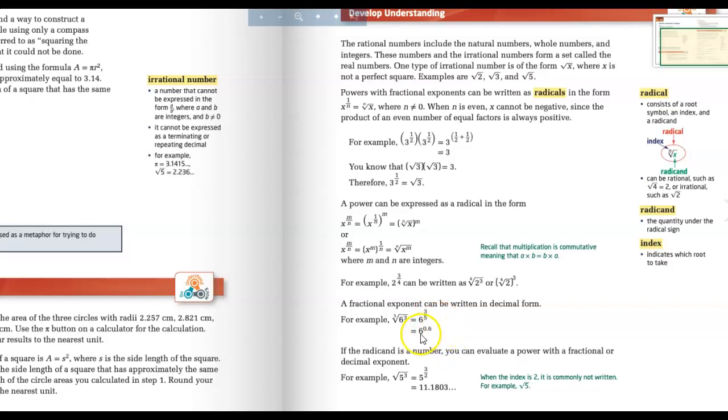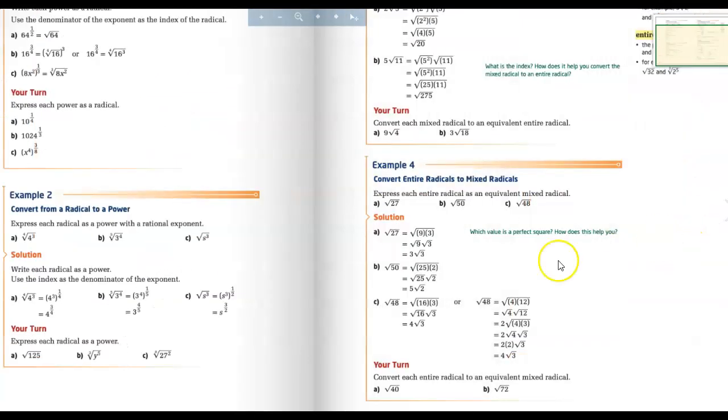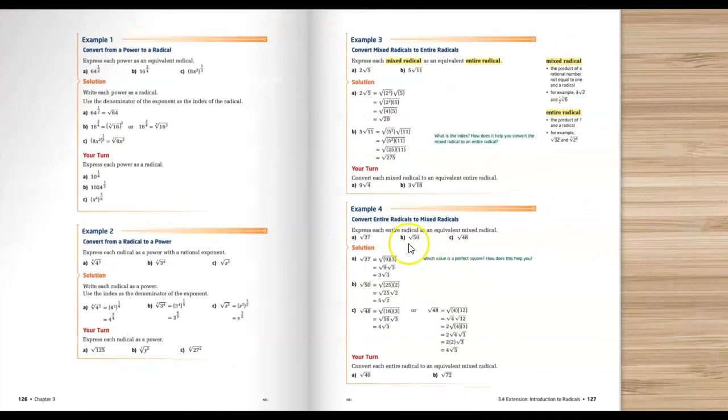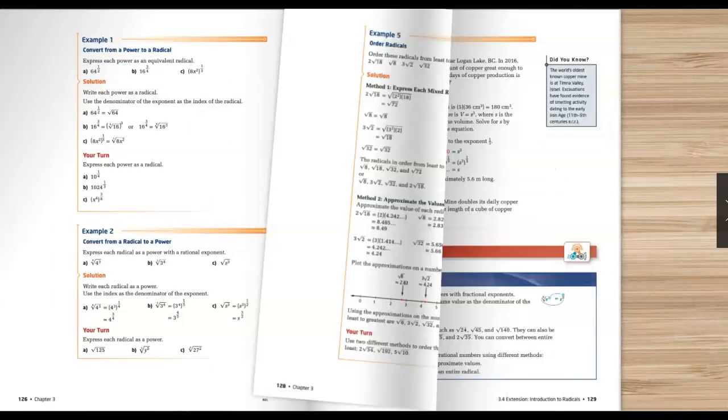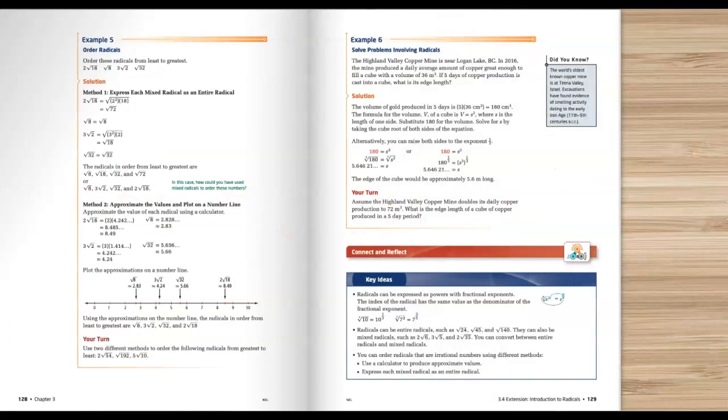And if you want to, you could put a decimal form, or you just leave it as 6 to the power of 3/5. Okay. Okay, so let's just go through all these examples in this section. There's about, I don't know, six examples, so it shouldn't take us too long.